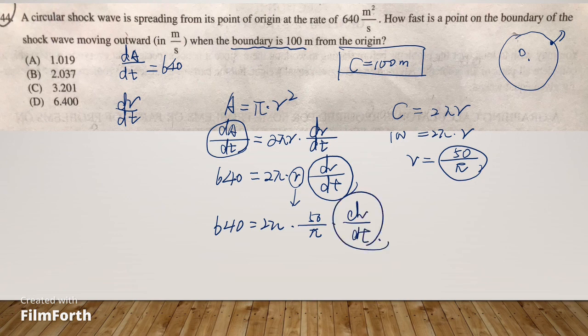So now we can have our value. We cancel pi. So the right side is 100 dr over dt. And the left is 640. So dr over dt is 6.400, 3 decimal places. So we should choose D.